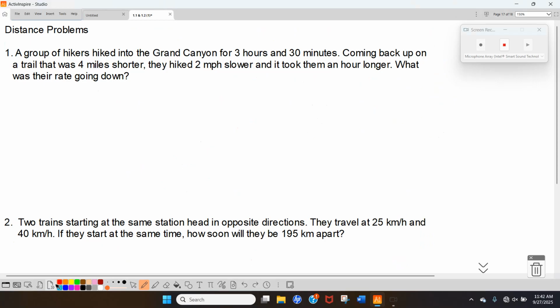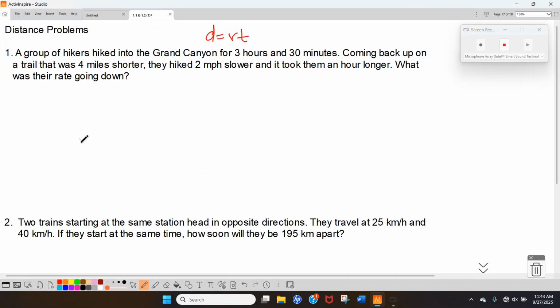All right, so a group of hikers hiked into the Grand Canyon for 3 hours and 30 minutes. Coming back up a trail that was 4 miles shorter, they hiked 2 miles an hour slower and it took them an hour longer. What was their rate going down? All right, so for these problems to work, you have to remember that distance is equal to rate times time.